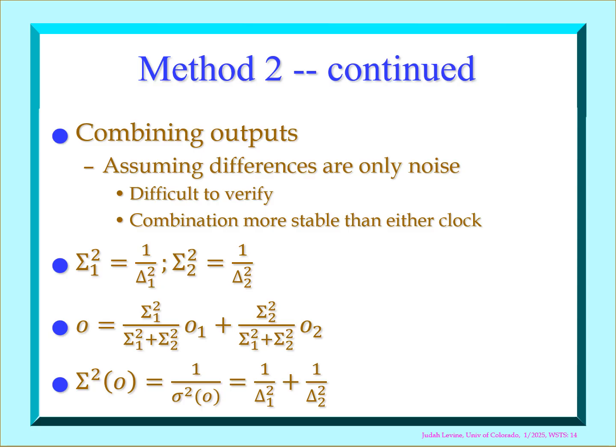The variance of the weighted average is better than the variance of either clock. That's just the usual characteristic of an average. It tends to attenuate the noise in the process, as you can see on the slide here.